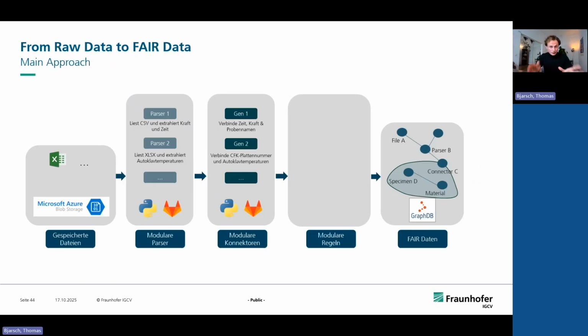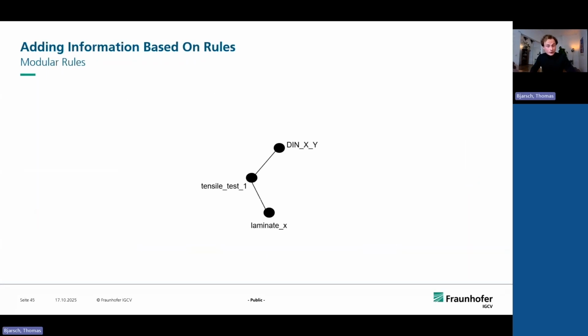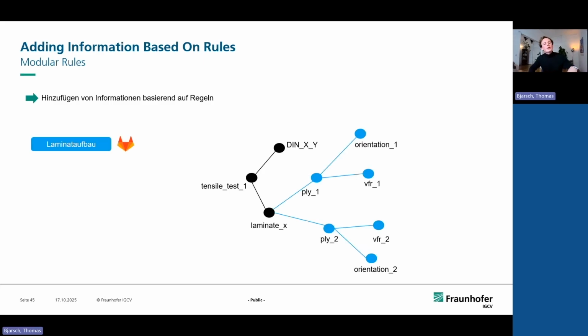The last step in the pipeline is the rules. Rules are also modular. Let's assume we have triples in the triple store which indicate that a specific standard has been used for the tensile testing of a laminate. Then there are separate rules, also as Python scripts, which search for patterns and add further triples. For example, the ply stacking of the CFRP based on the standard.